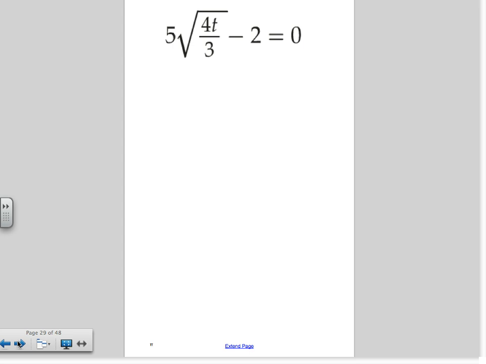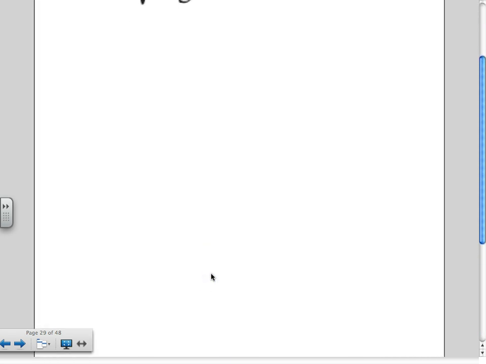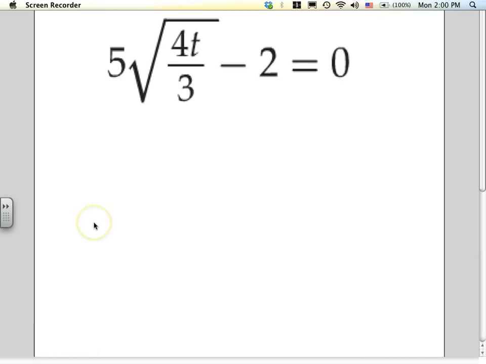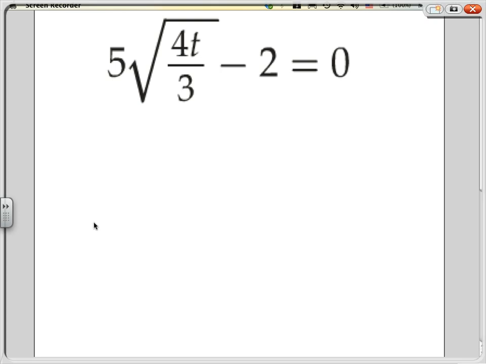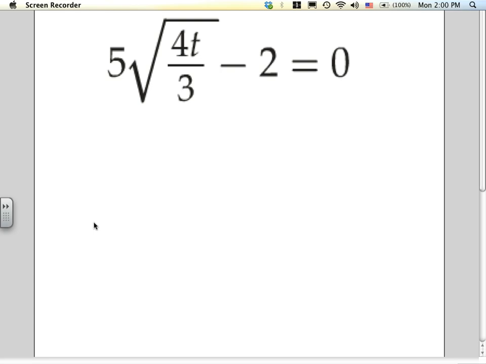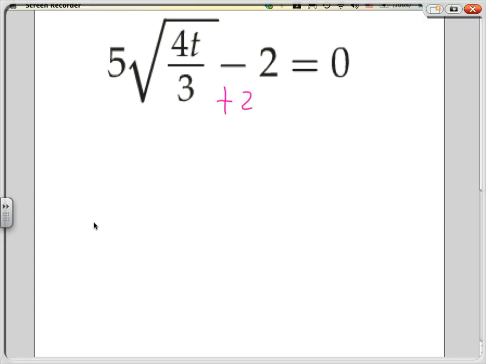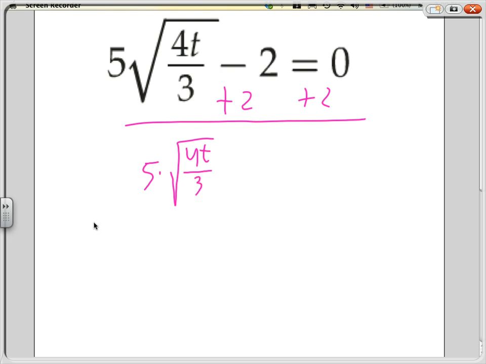So I have right here 5 times the square root of 4t over 3, everything minus 2. Let me zoom in for you. There we go. Okay, so how do we solve this problem? Add 2, you said. Okay, fine. If we add the 2 over, I'm going to have 5 times. So you notice I didn't put the multiplication there, but you should know that this multiplication equals 2.